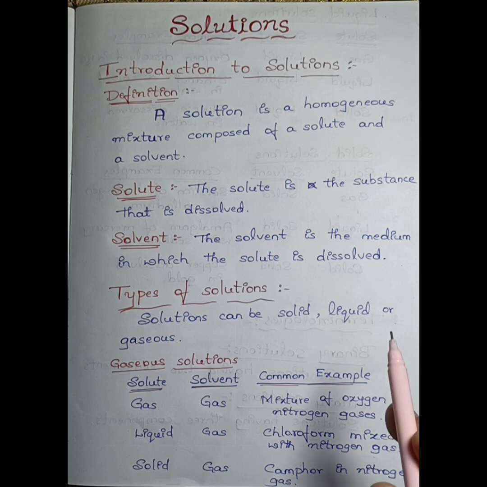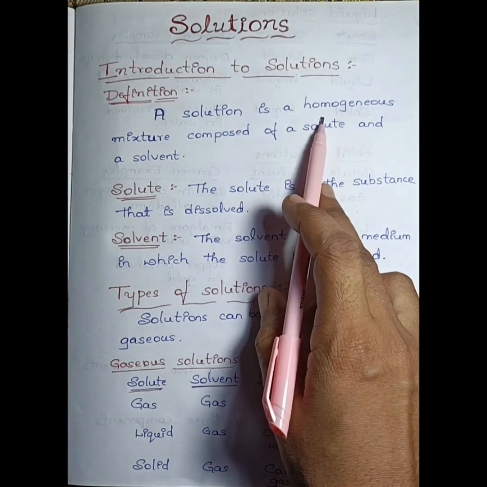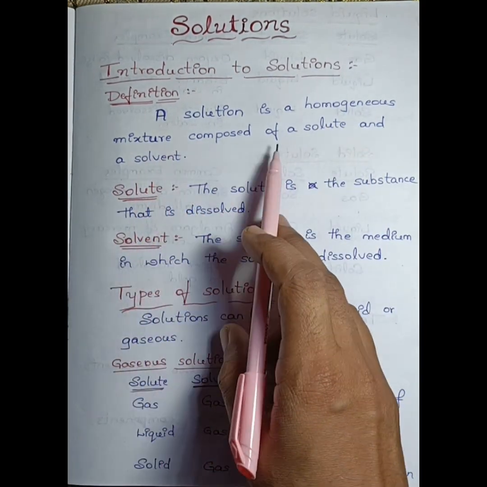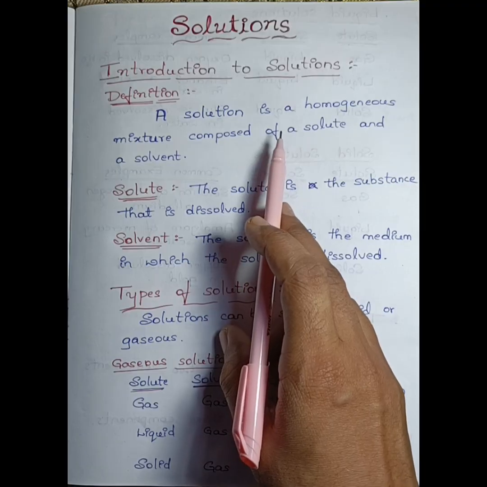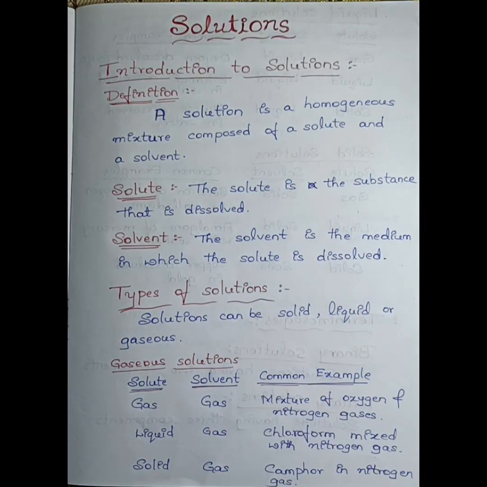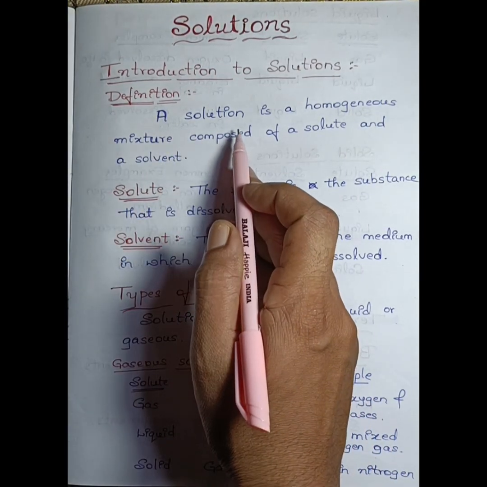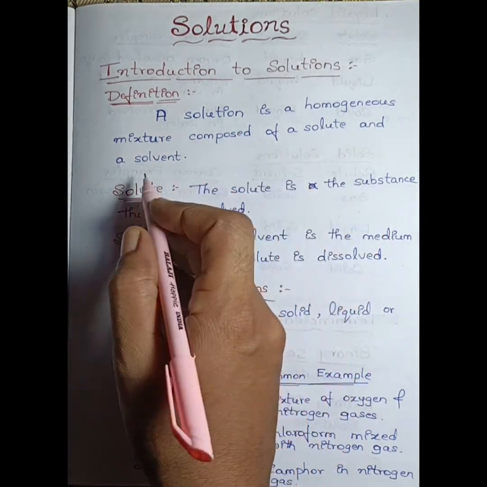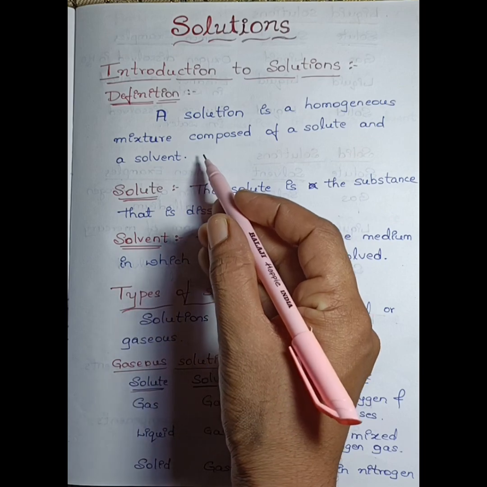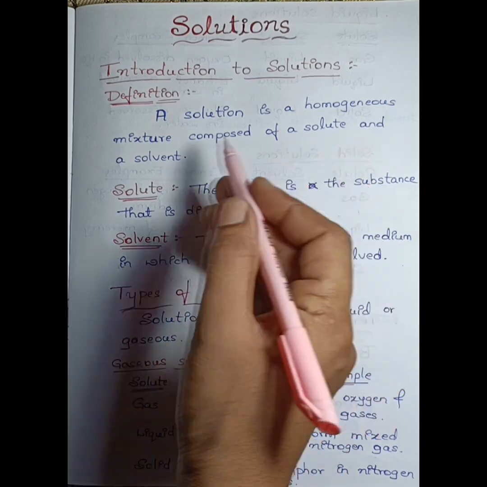Now guys, what is a homogeneous mixture? Here, a homogeneous mixture means it is a kind of solution where composition and properties are uniform throughout the solution. If composition and properties are the same, uniform throughout the solution, then they are called homogeneous mixtures or homogeneous solutions. Such a solution is composed of solute and solvent. So a solution is a homogeneous mixture which is composed of solute and solvent.